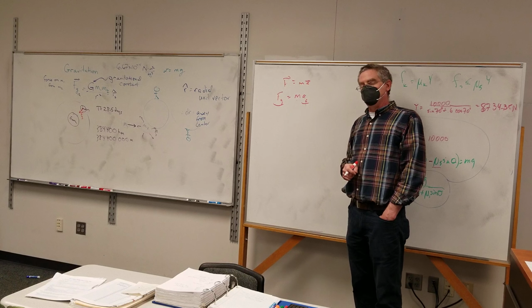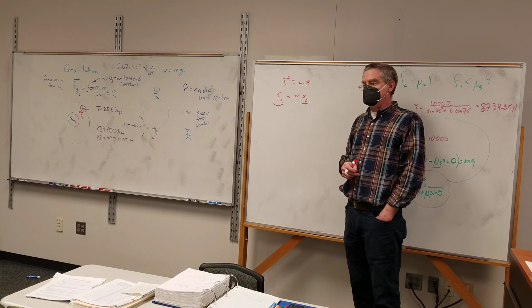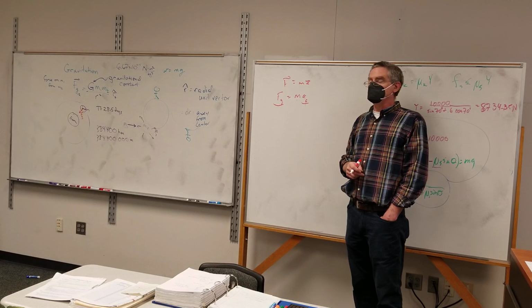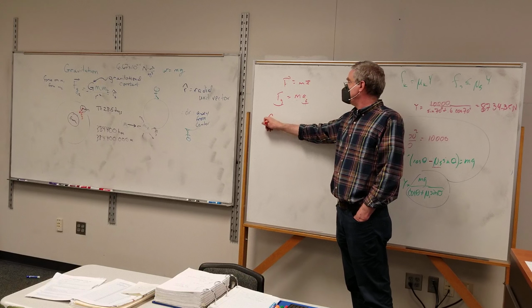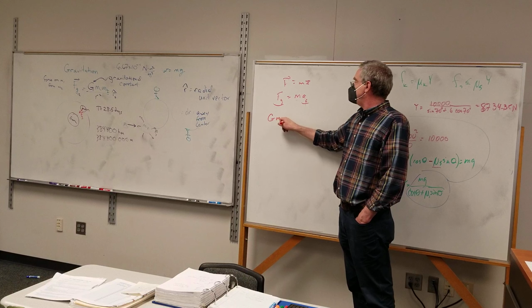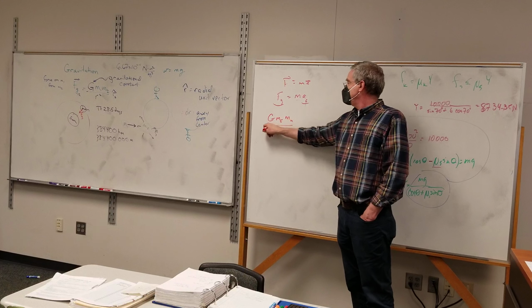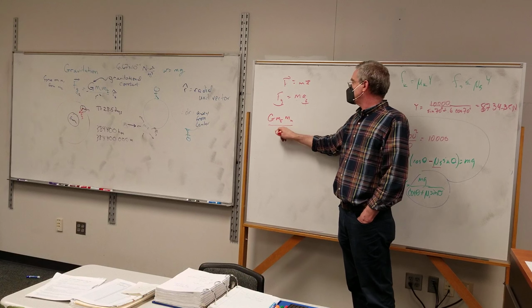Now, for those of you who see force of gravity and want to throw in an mg, that's fine if you know what little g is, but we don't. So we're going to use the full formula: big G, mass of Earth, mass of Moon, over that distance squared is equal to mass, which mass is this?